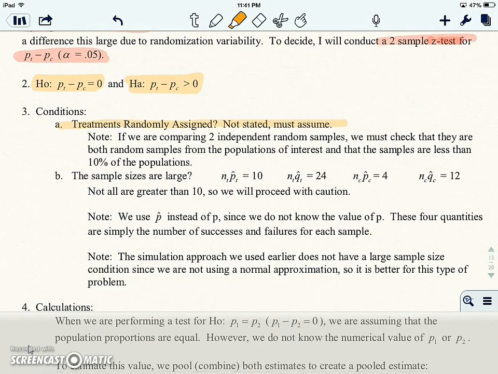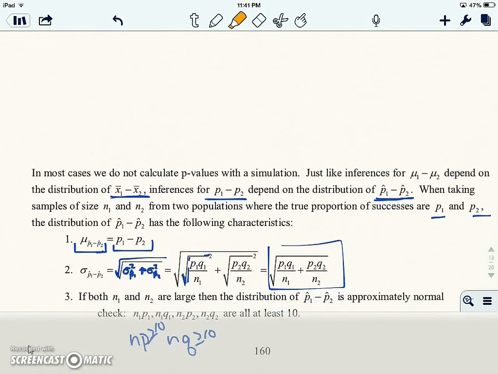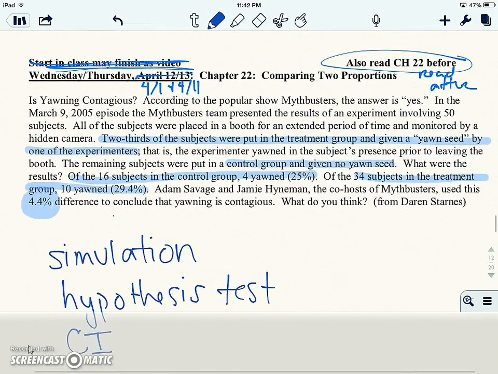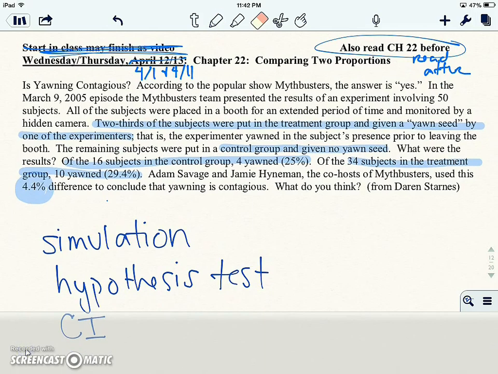Well, n times p hat 1, which let's go back and just make sure you understand what that is. So for the control group, 25% yawned, but we're looking at p hat of t, so the treatment group. 34 subjects in the treatment group yawned.